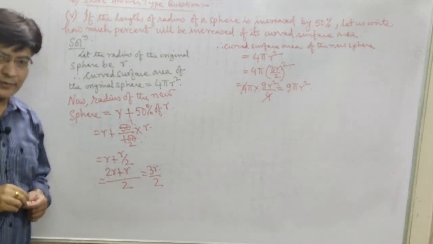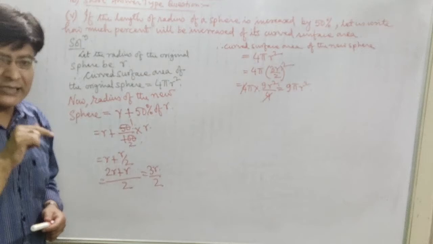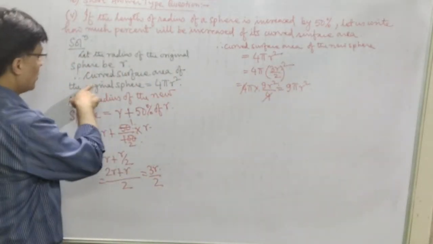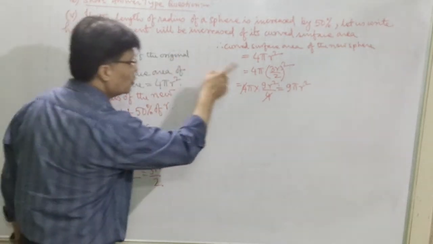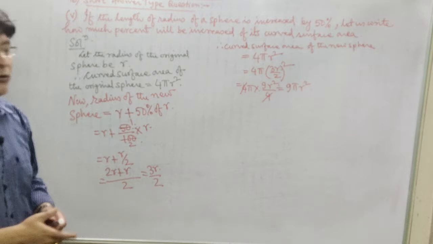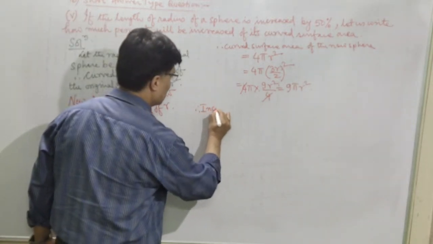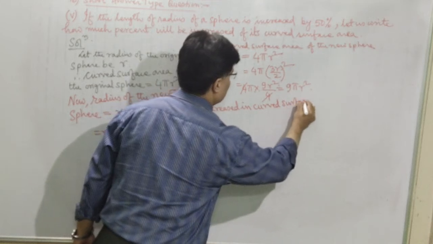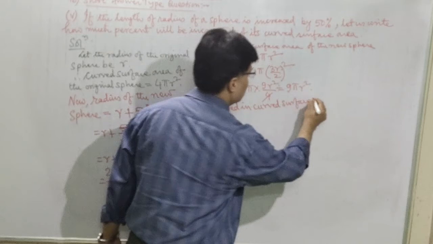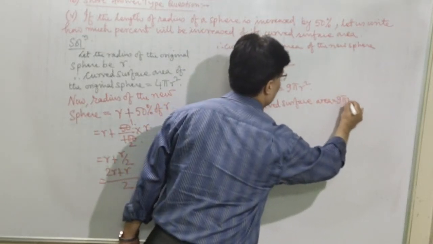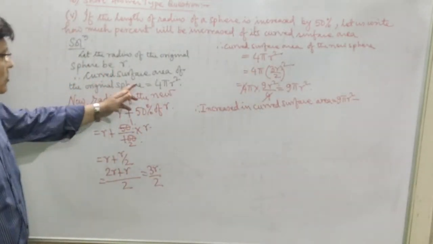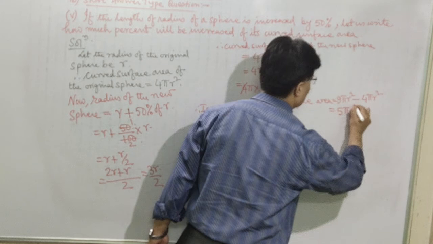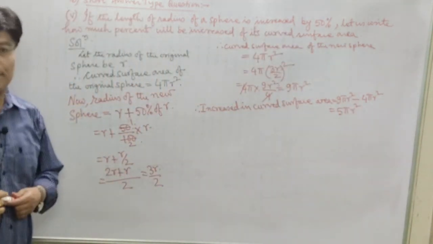Curved surface area of the new sphere is increased by what? This is 9 pi r square minus 4 pi r square. Original sphere's curved surface area was 4 pi r square. New sphere's curved surface area became 9 pi r square. Therefore increase in curved surface area is equal to 9 pi r square minus the original sphere's curved surface area, 4 pi r square, is equal to 5 pi r square.